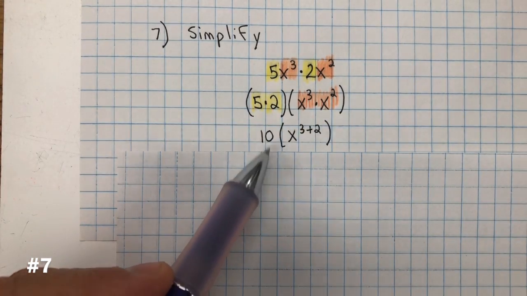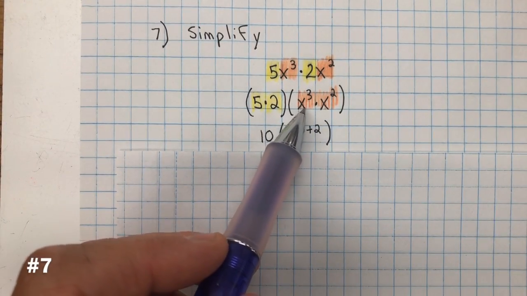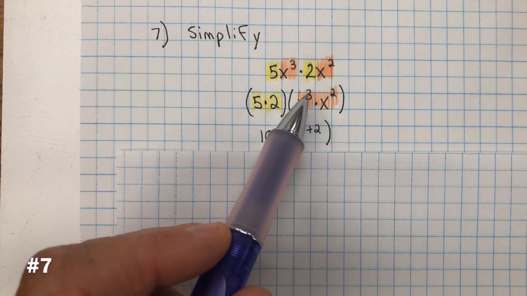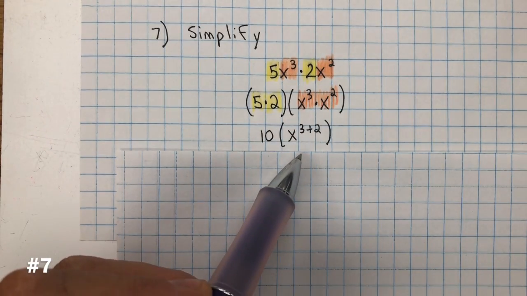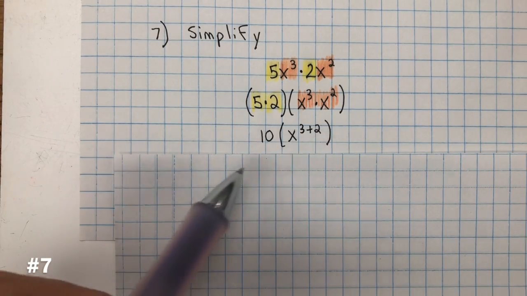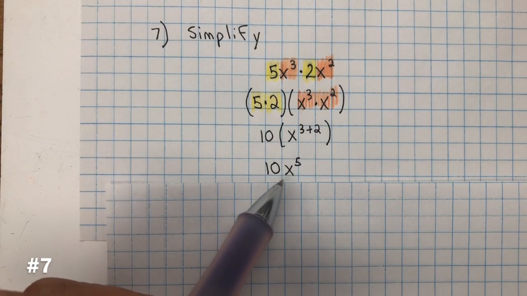5 multiplied by 2 is 10, and remember, when you're multiplying integer exponents with the same base, you add the exponents. So 3 plus 2, which is 5, so 10x to the fifth.